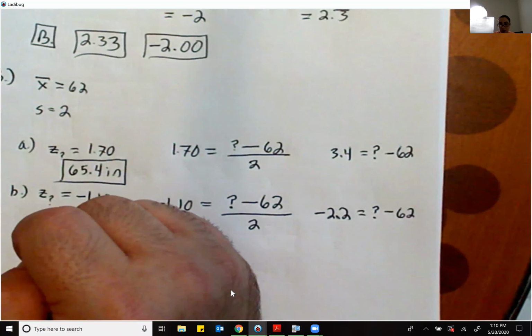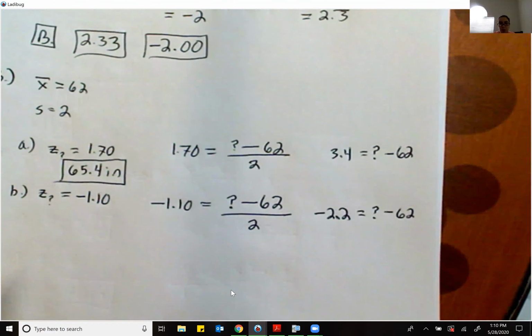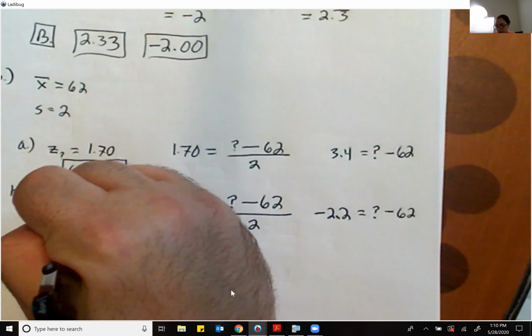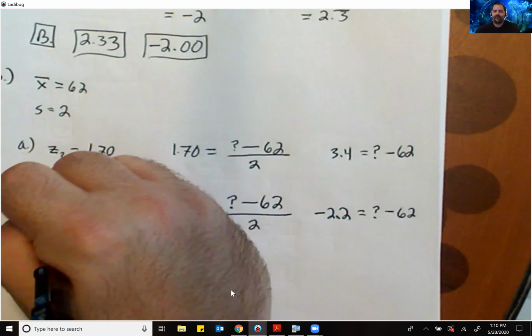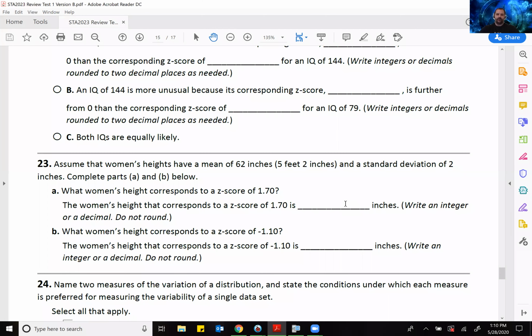You're going to add 62 to both sides. 59.8. Okay. So 59.8 inches is the other woman. Everyone okay on that? Yes. And that's why they didn't want you to round, because it's already good to go. So in this first box, 65.4, and the second box, 59.8.